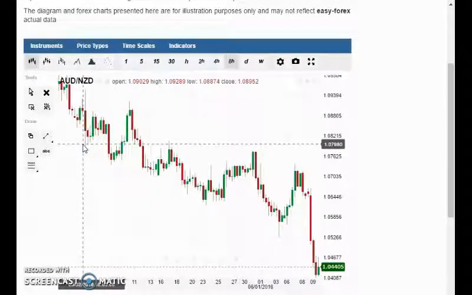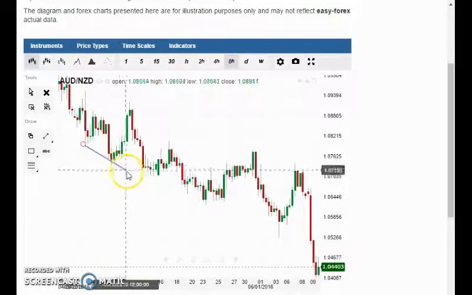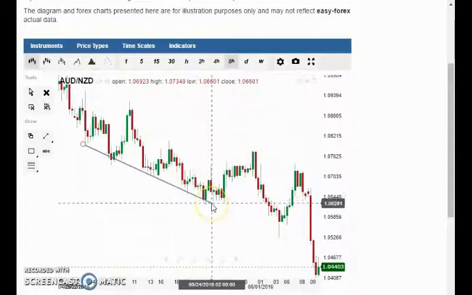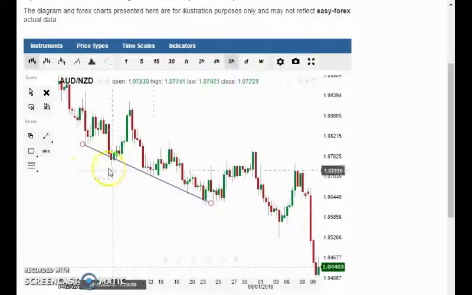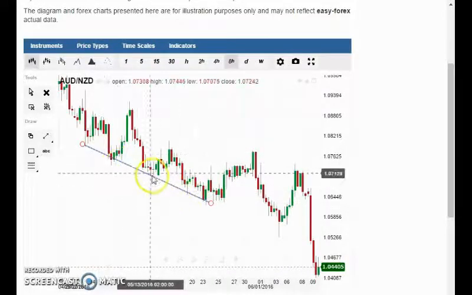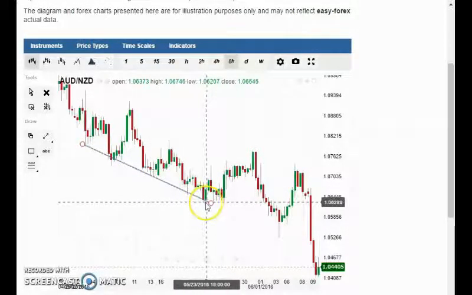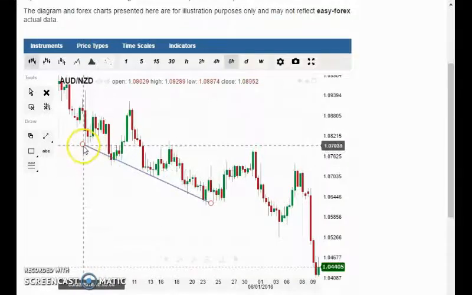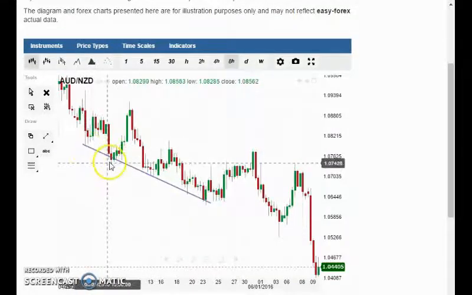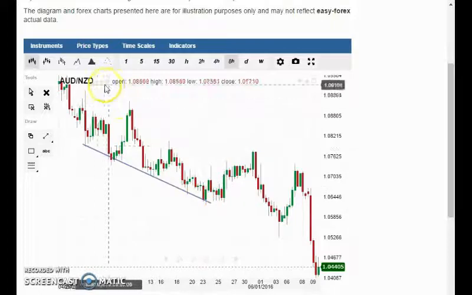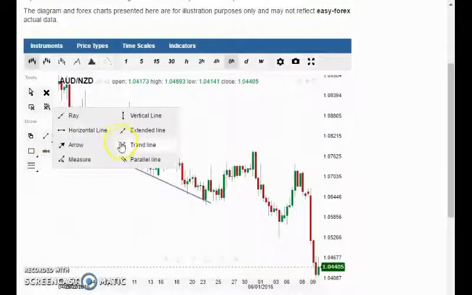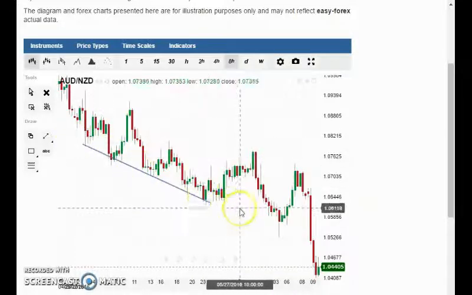Okay, so with channel here, I have Australian dollar, New Zealand dollar. I'm connecting the lower lows. Okay, I have to connect these first of all. And I have 1, 2, 3, 4, and 5 of them. Which is actually good, because you have to find at least three of those if you are plotting that as a resistance. Okay, so that is my descending channel.